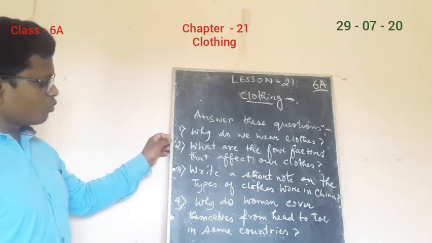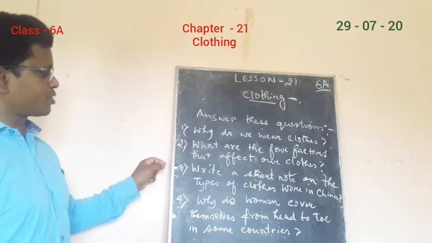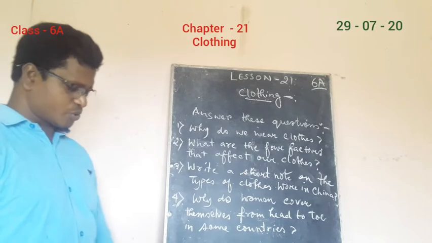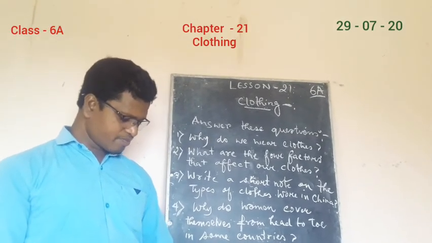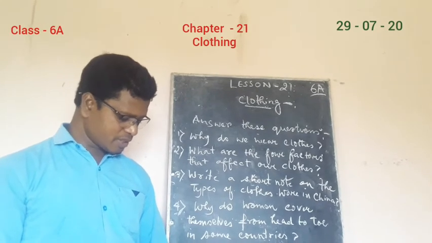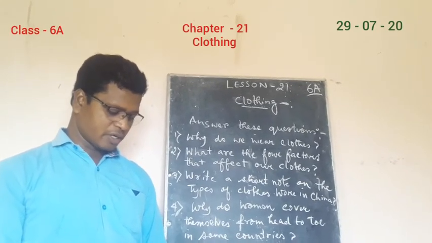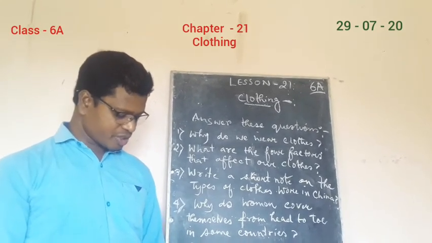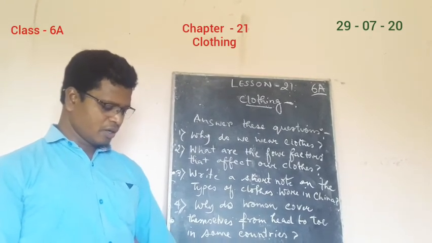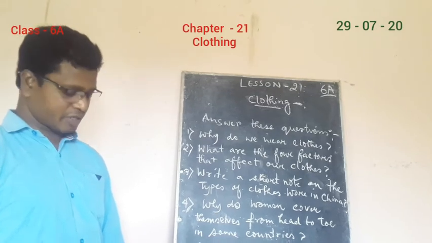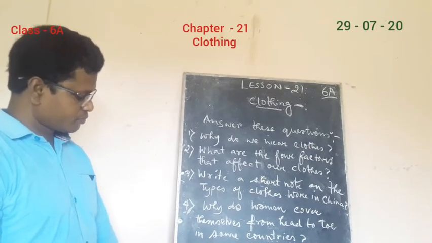Let's see the next one. What are the four factors that affect our clothes? You can see in the third paragraph, third point, the four factors that affect our clothes are climate, customs and traditions, religion, and financial status. These are the four factors that affect our clothes.